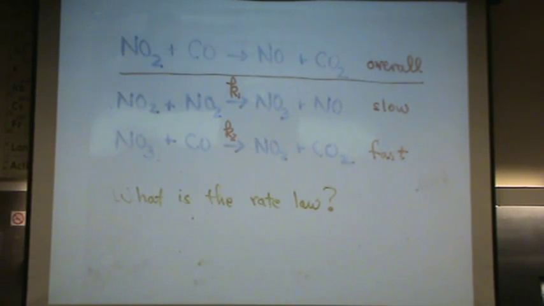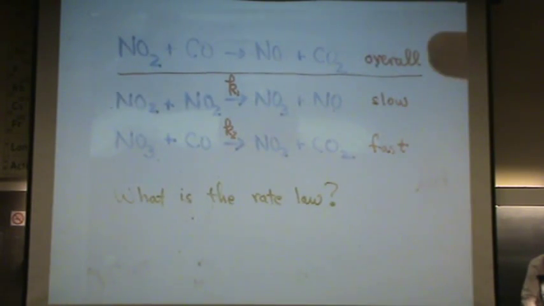So what is an intermediate here? NO3 appears here, but not in the overall reaction. So we call that an intermediate. Okay? So you're always going to see intermediates around in various places. Now, again, this is the easiest case where the first step is the rate determining step.